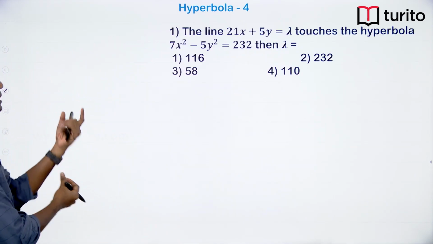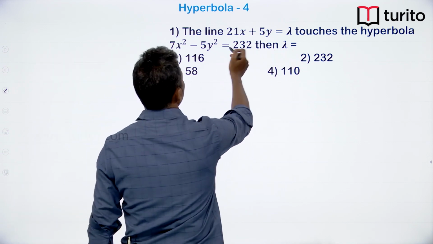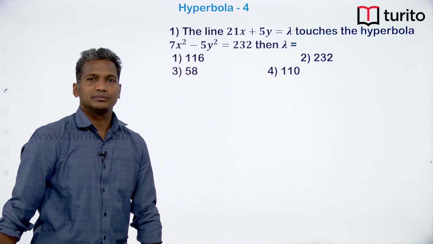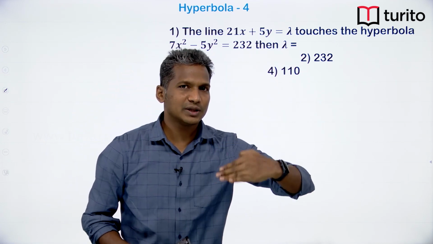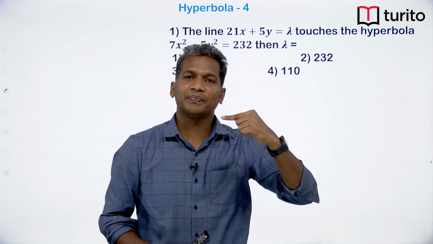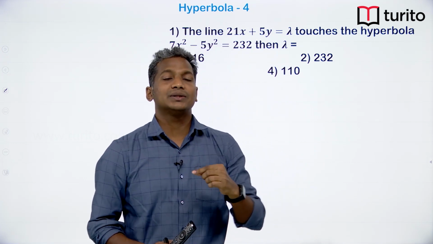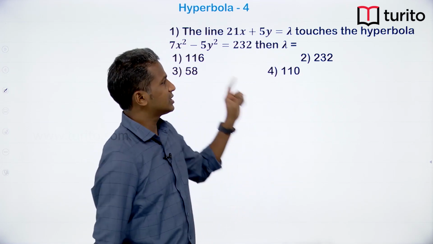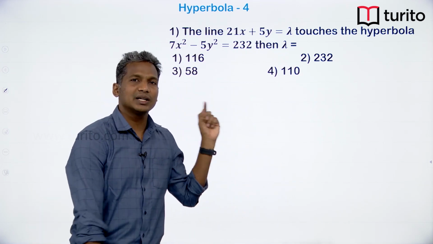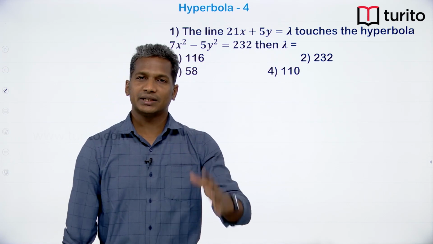So there is this line, this touches the hyperbola, then find the lambda. So what is the question on which concept? Now list down all concepts: condition for tangency, slope form, tangent at a point, tangent through any point, parametric form, director circle. These are the concepts. Which concept are we touching here? We are touching the condition for tangency.